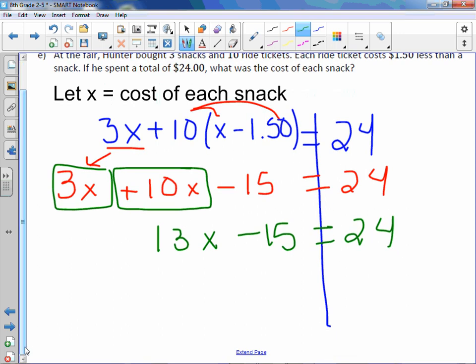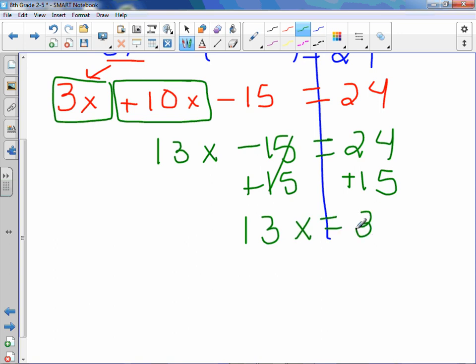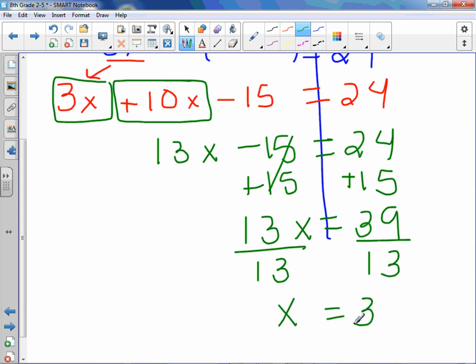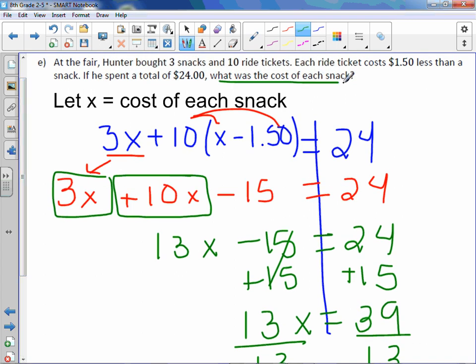And now we can solve as usual. Add 15 to both sides. 13x equals 39. Divide by 13, and we get x equals 3. Now x is the cost of each snack, which is exactly what we were looking for. So the cost of each snack is $3.